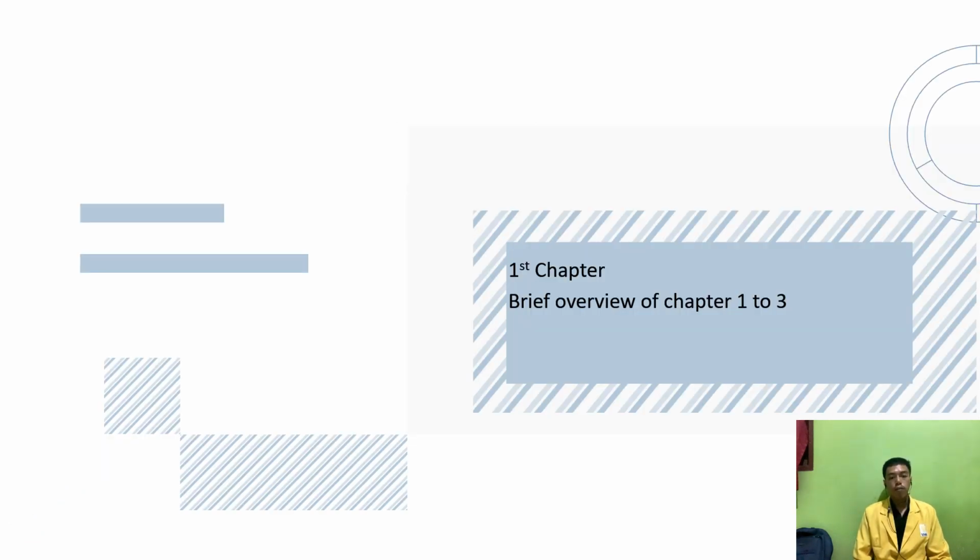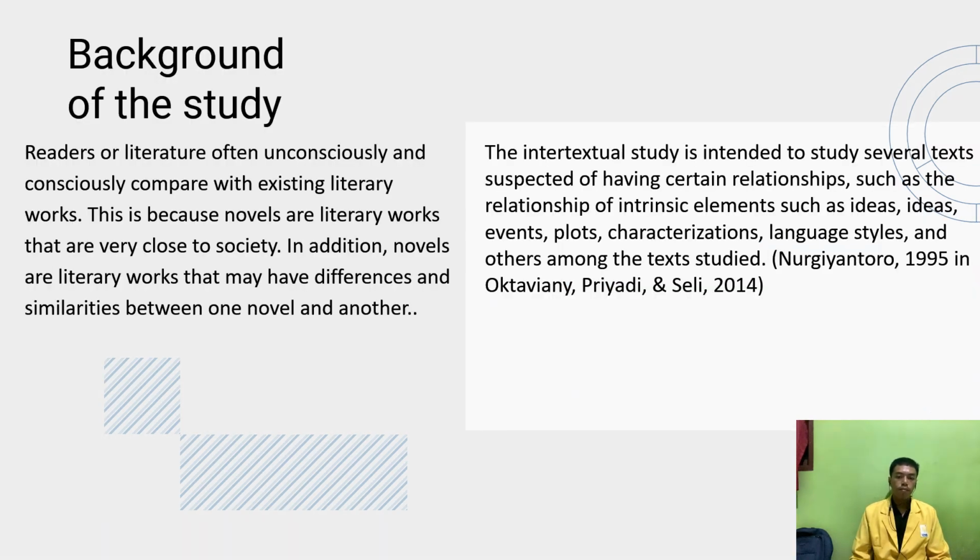First chapter, a brief overview of chapters 1 until 3. Background of the study. Readers or literature authors are often, unconsciously and consciously, comparing existing literary works. This is because novels are literary works that are very close to society. In addition, novels are literary works that may have differences and similarities between one novel and another.